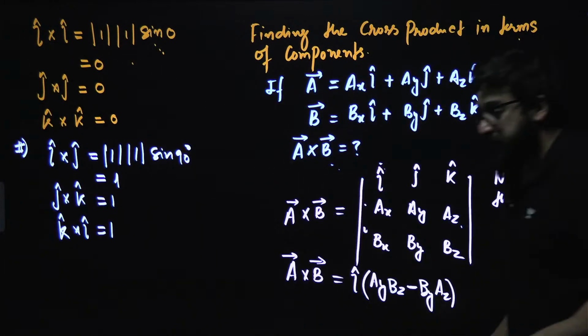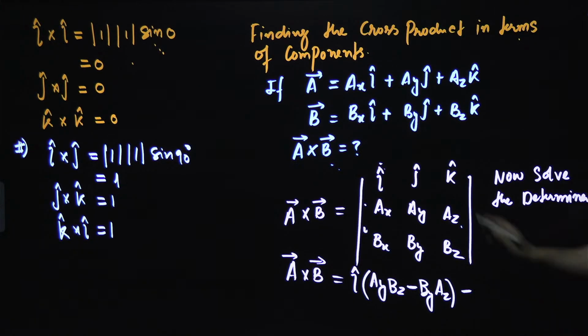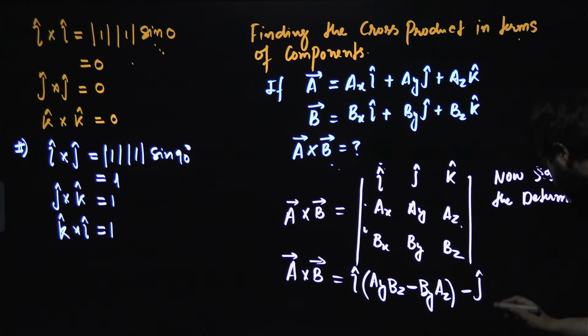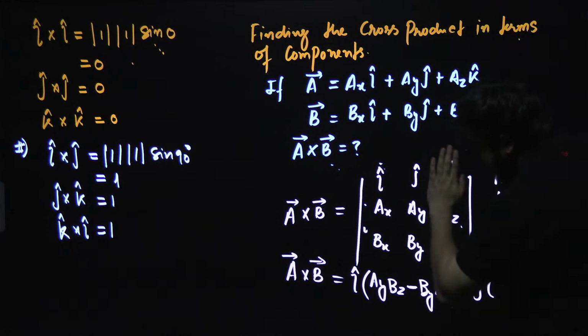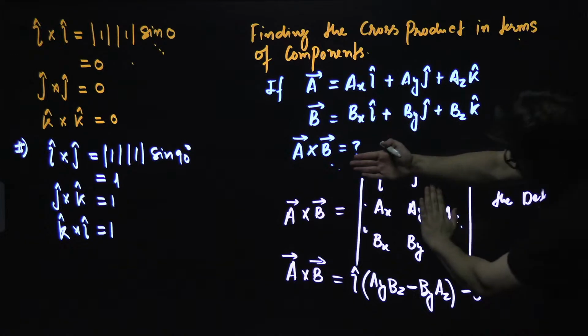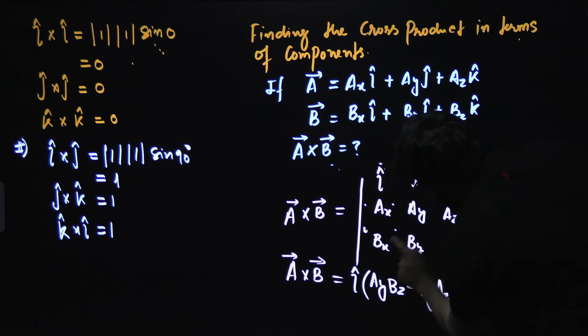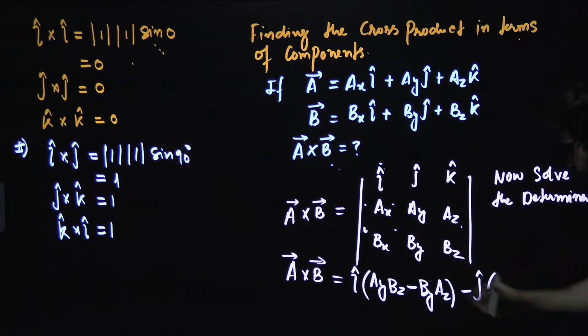Then now solve it for J. Put the negative sign over here. J is present in the second column, so hide it. J is present in the first row, so hide it. If you hide these two, what will remain over here? AX, BX, AZ, BZ. Do the cross multiply. That is AX into BZ minus BX into AZ.